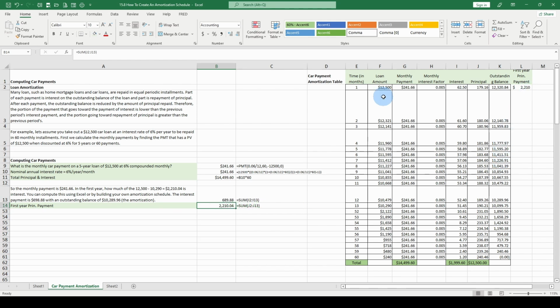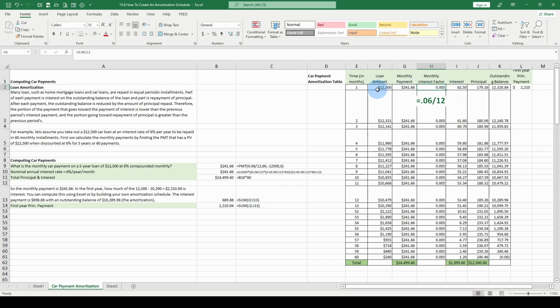How does the amortization table work? To set up the table, first and foremost, the rows are hidden. We have 60 rows, and over here, 14 to 53, they're hidden. Start here, and we're going to count down the 60 rows. We have a loan amount of $12.5, monthly payments. You can use the payment calculator right here, Excel, or you can do it yourself. This formula right here, T2 is the same as B10. Monthly interest factor, 0.005. That's 0.06 divided by 12.